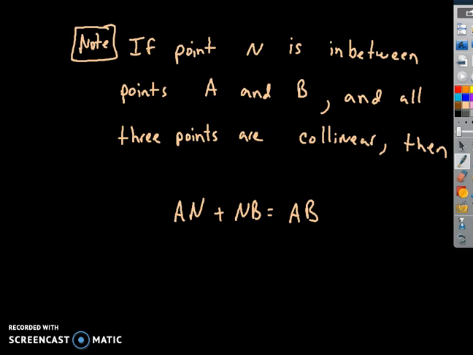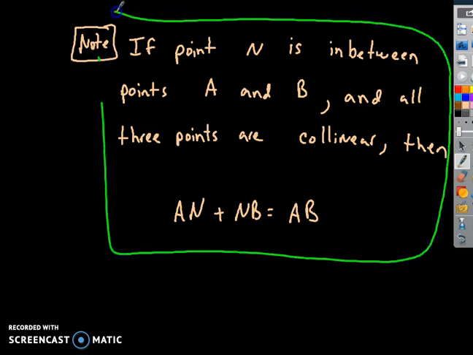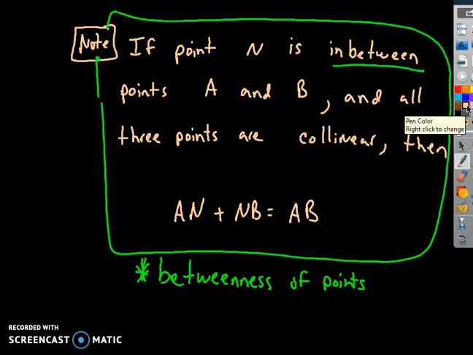Alright, this is a note. You can pause the video and get this note written down. But essentially what it says is, if point N is in between points A and B, and all 3 points are collinear, as in on the same line, then AN plus NB is equal to AB. This is always true. And this fact deals with the geometry term of betweenness of points.